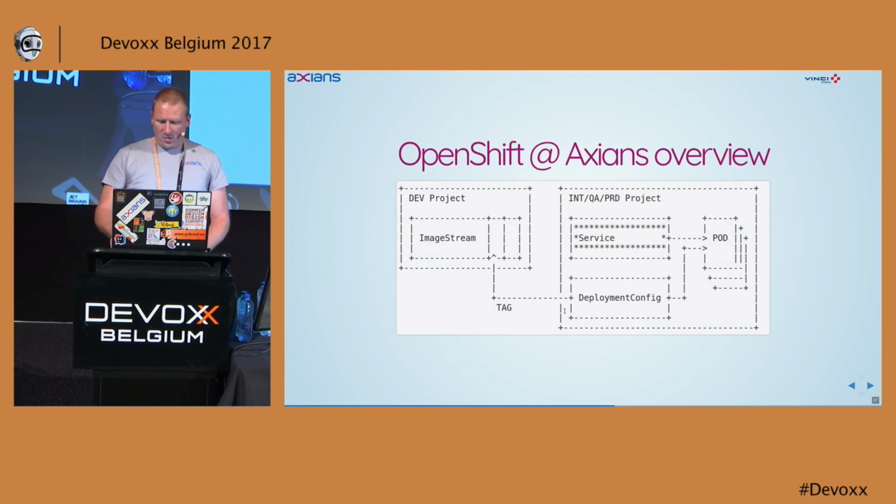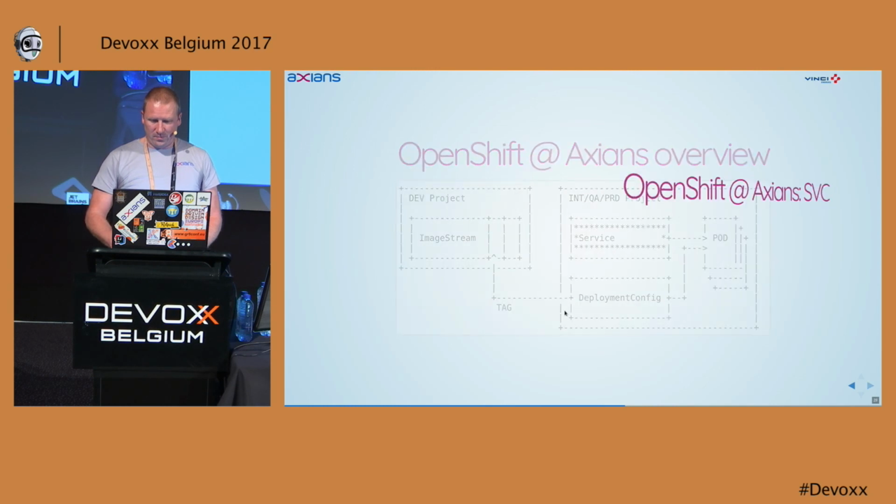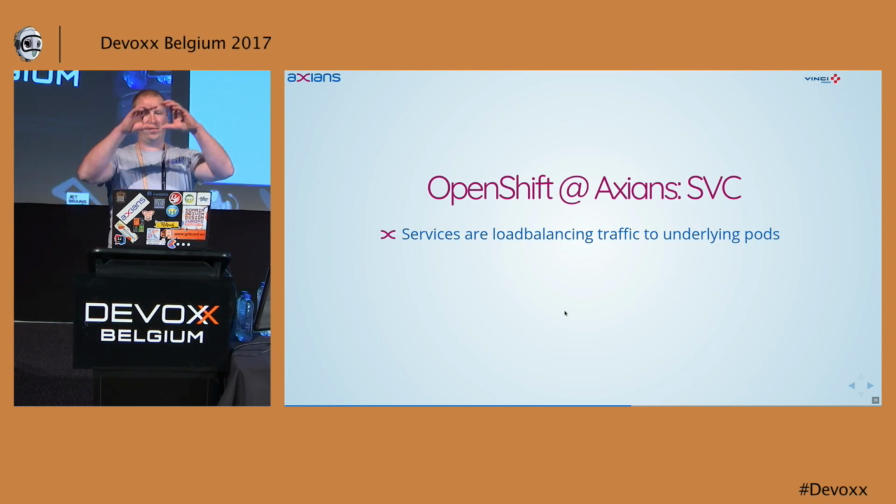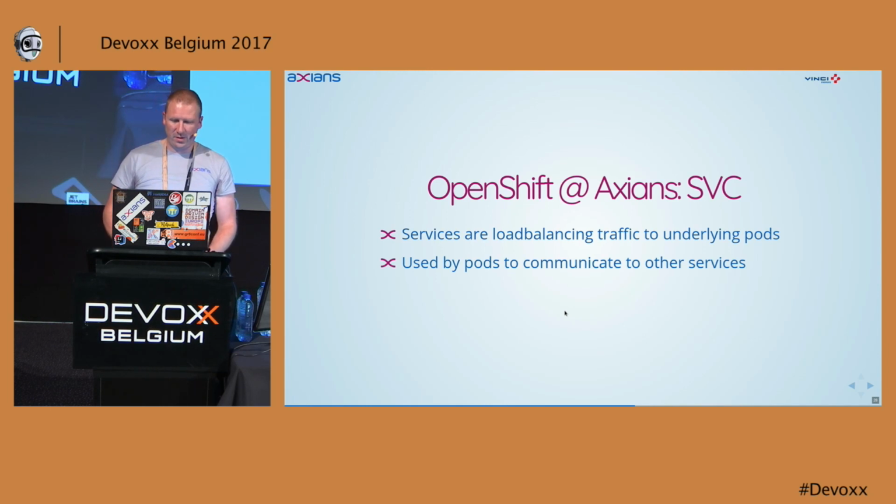The next one is the service. Services are in fact load balancing the traffic to the underlying pods. So you can say I want to have 4 of my Spring Boot pods, 2 of my database pods, and above those pods you will have a service, which is the abstraction and which divides the load to the different underlying pods. They are also used by pods to communicate to other services.